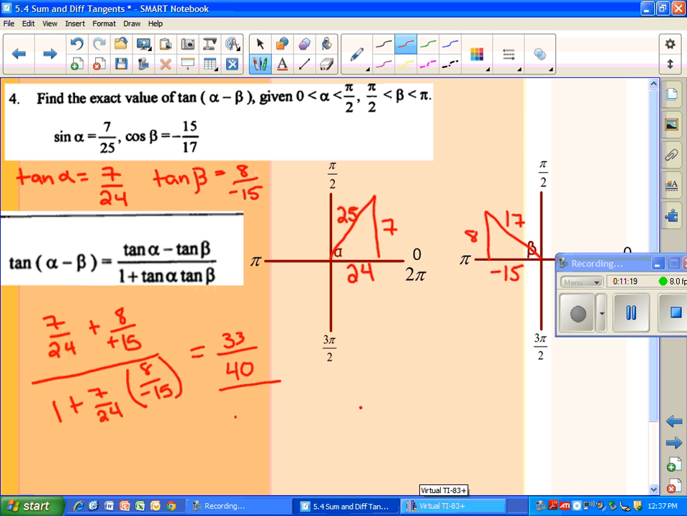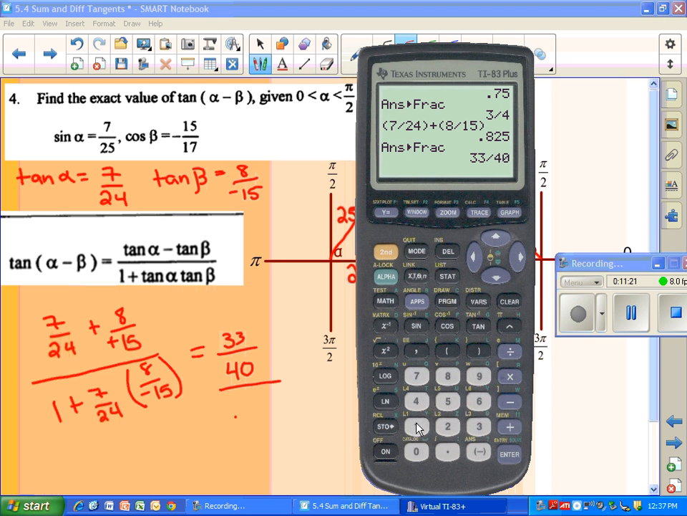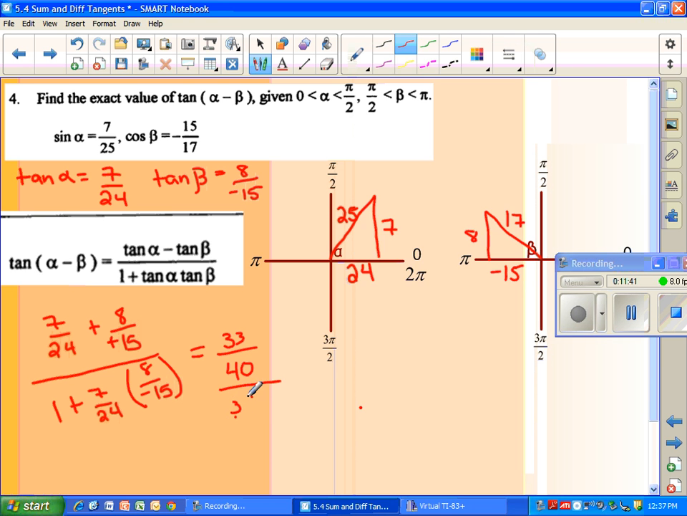All right, we have 7 divided by 24, make sure you use your parentheses. The double negatives crossed out, so we have plus in parentheses, 8 divided by 15. Math, enter to get a fraction. So the numerator gave us 33 over 40. For the denominator we have 1 plus, in parentheses, 7 divided by 24 times 8 divided by negative 15. Press enter, hit math, enter to get your answer into a fraction, and we get 38 over 45.